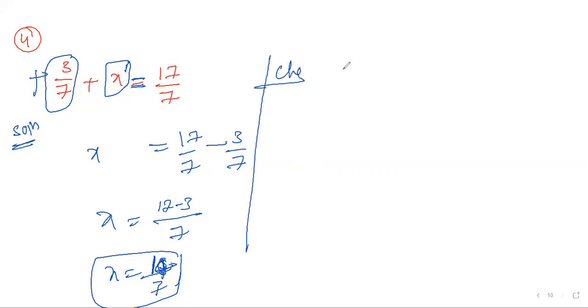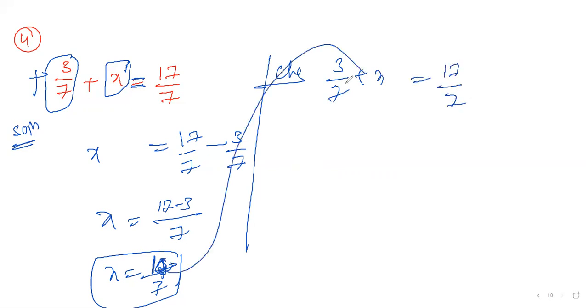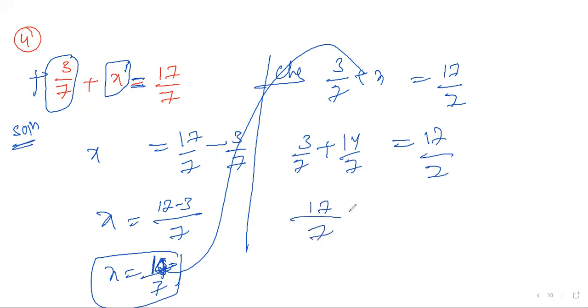Go for the check process. So 3 by 7 plus x is equal to 17 by 7. Substitute the value of x here. So 3 by 7 plus 14 by 7 is equal to 17 by 7, is it not? The denominators are the same, so 3 plus 14 is 17. 17 by 7 is equal to 17 by 7. The answer is correct. Now this is a very simple problem.